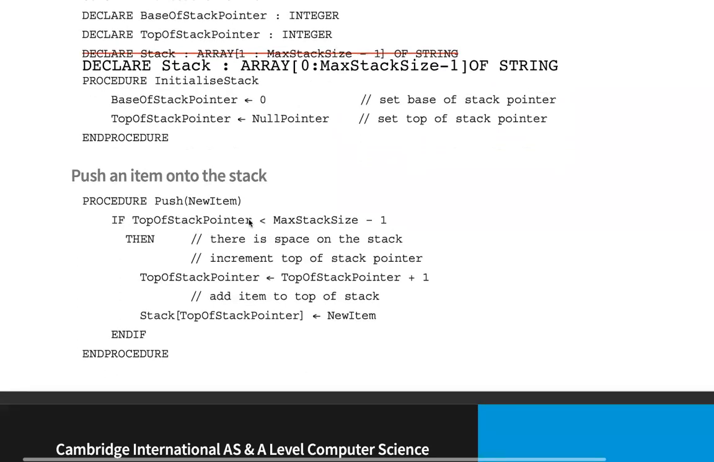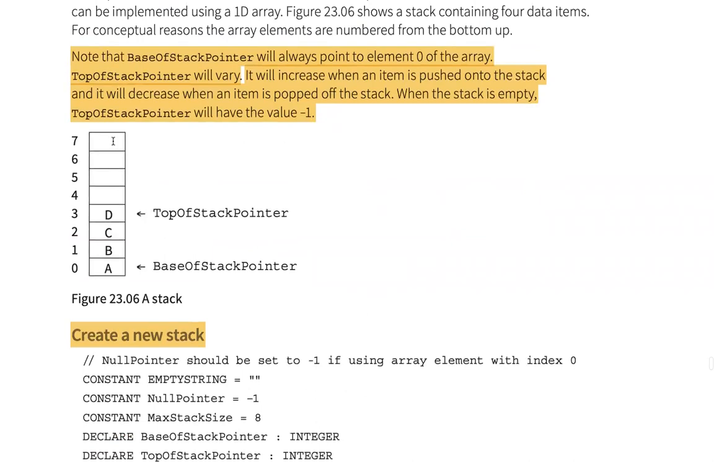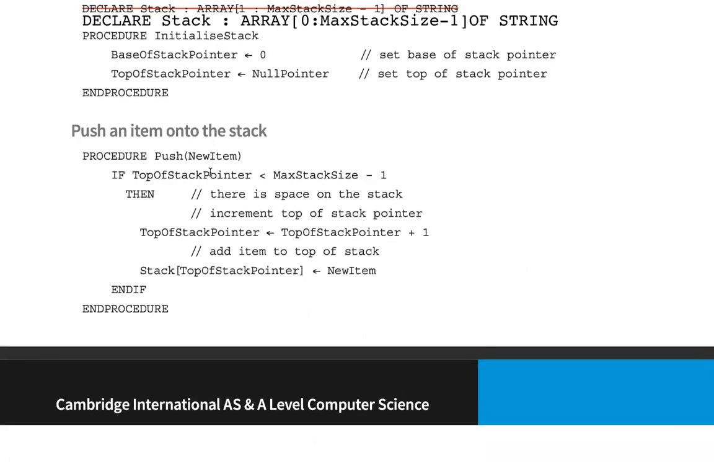If top of stack pointer is less than the max stack size. So basically what this means is that if my top of stack pointer is at 7, by the way, that's my max stack size, then all of my array is filled. It's full, and there is no more room in my array. In which case, if this condition is false, there is no room in the array, and I cannot push elements any further in my stack. So I have to check if this condition is true.